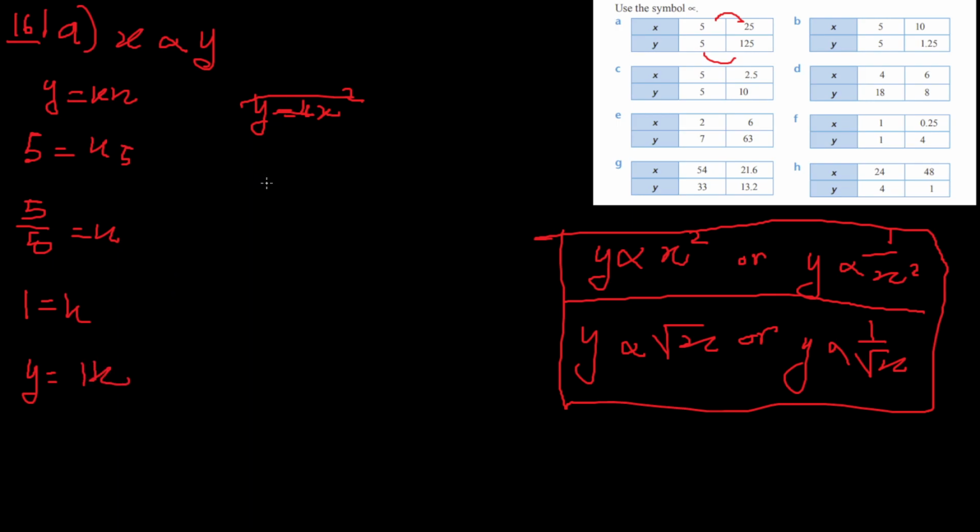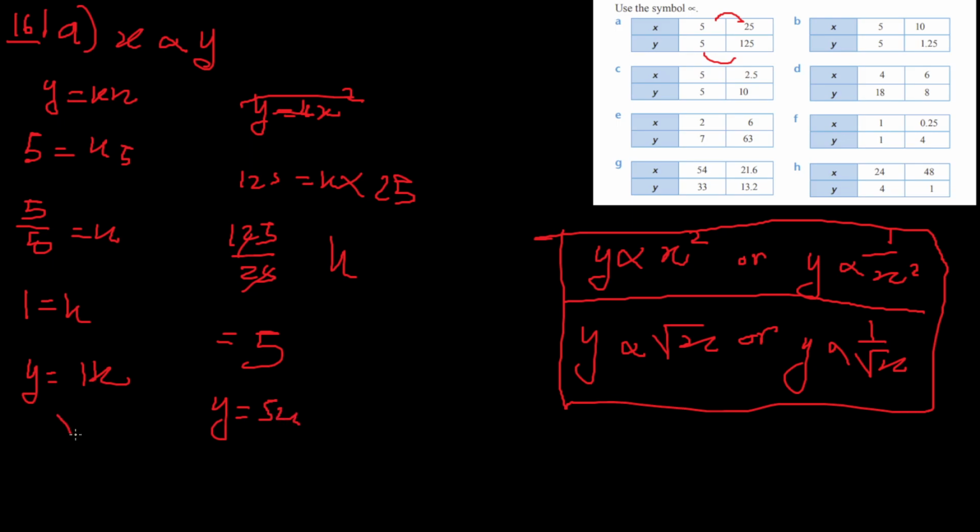And if you want to do the second one, which is 125 equals k times 25. Oh, sorry, yeah, 25. So we just do k here, 125 here, 25 here. We cancel these, we get 5. So as we can see, y equals 5x. These two are not the same.